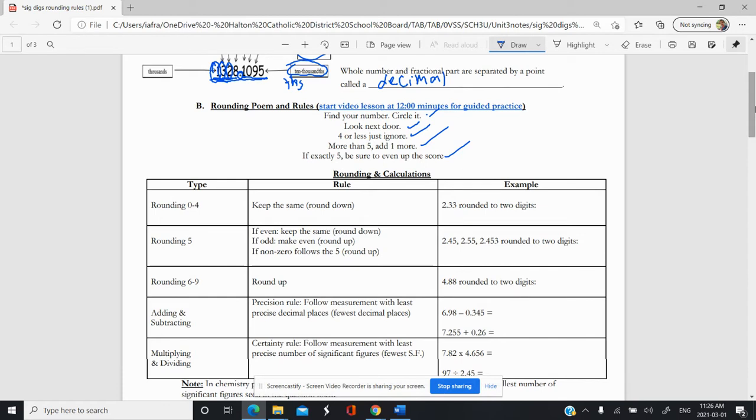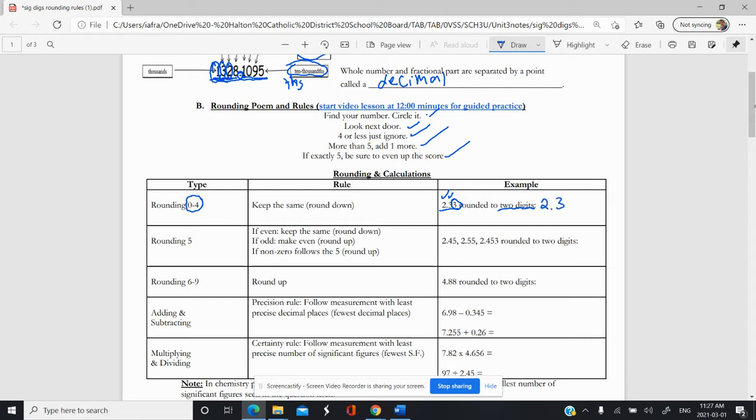If you're rounding and you have numbers that are 0 to 4 next to the number you're trying to round, you're just going to keep it the same. You're going to round down. So for example, suppose we want to round 2.33 to 2 digits. This is our first digit, this is our second. That's 2 digits there. We have to look next door to where we want to round to. That's a 3, that's 4 or less. So this is going to be rounded down to 2.3.